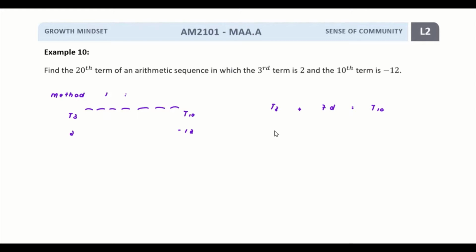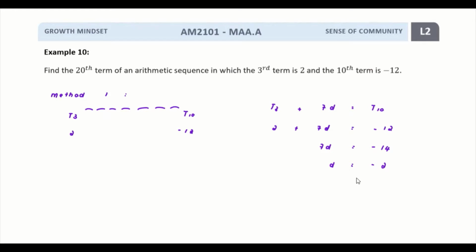So that's why the third term that we have is actually 2, and then plus 7D equals to the 10th term, which is negative 12. So we can have 7D is equal to, move this to the other side, then we have negative 14, and that gives us D is negative 2.